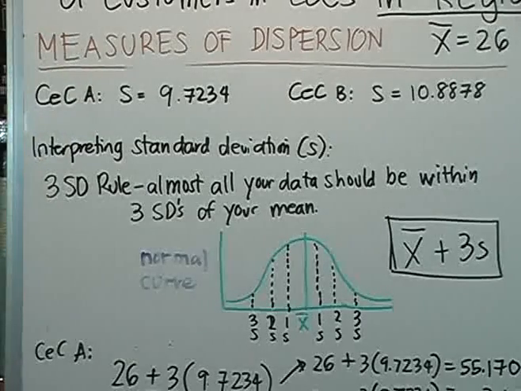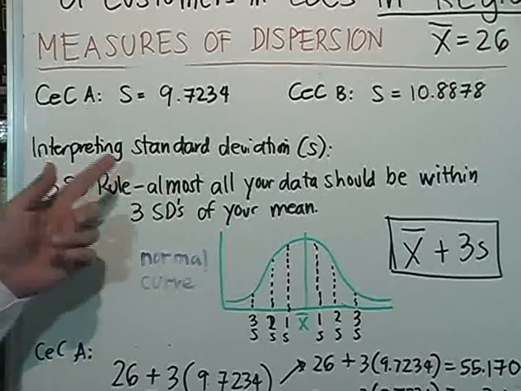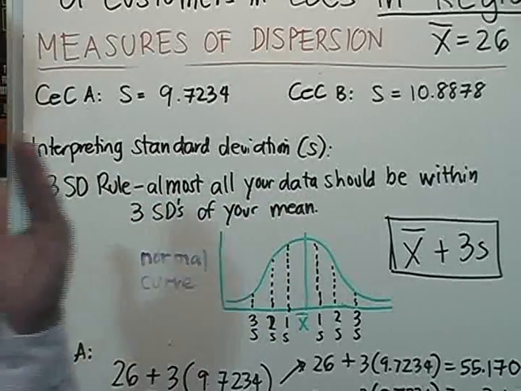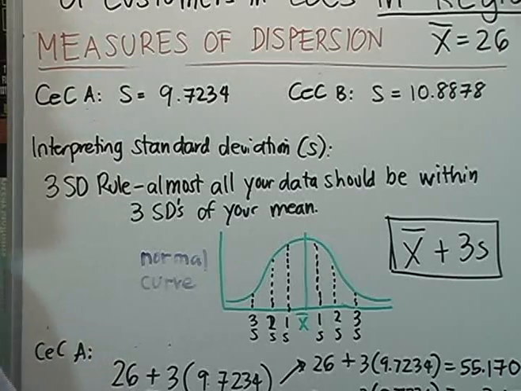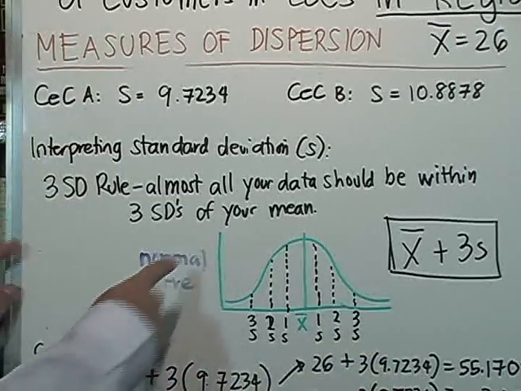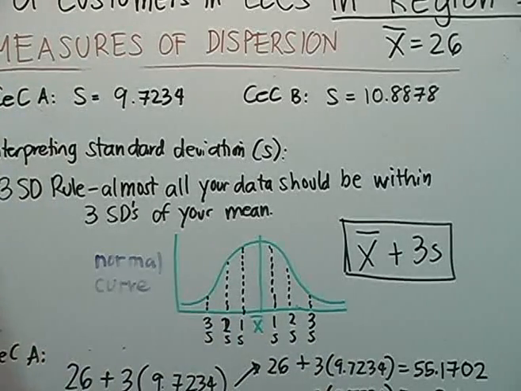What does it mean? By definition, the 3 standard deviation rule means that almost all of your data should be within 3 standard deviations from your mean. Statisticians have already computed this, just to justify why it has to be 3 standard deviations, to illustrate the phenomenon of standard deviation.